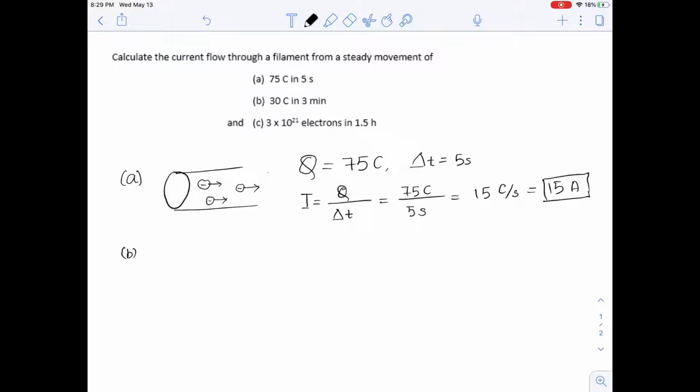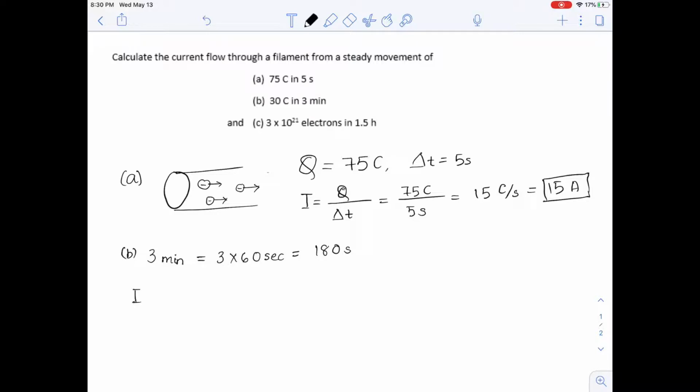Part B is 30 coulombs in 3 minutes. As stated in the previous problem, ampere is calculated as 1 coulomb per 1 second, so we have to change the minutes, or the unit of time, into seconds, which is 3 times 60 seconds, because there are 60 seconds in 1 minute. That's 180 seconds.